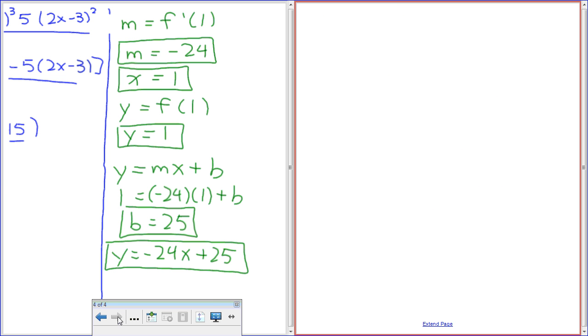This is page 125, number 8. Okay, they want to know that if you have y equals x squared all over x plus 2.